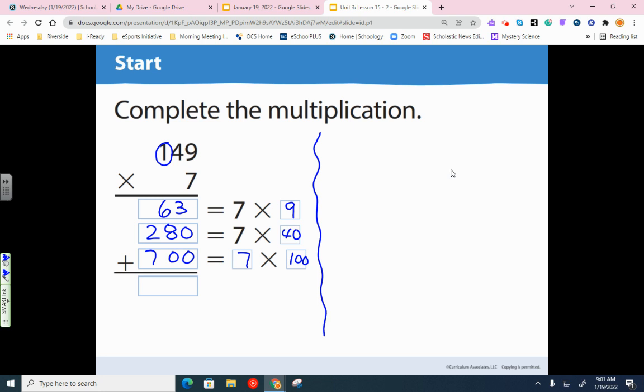Now if we add everything up, and these are partial products, that means these are a way of doing things. We've got 63, we've got 280, and we've got 700. We've got 1043. So that's one way to do it. We've normally taken fewer steps and done it like this.